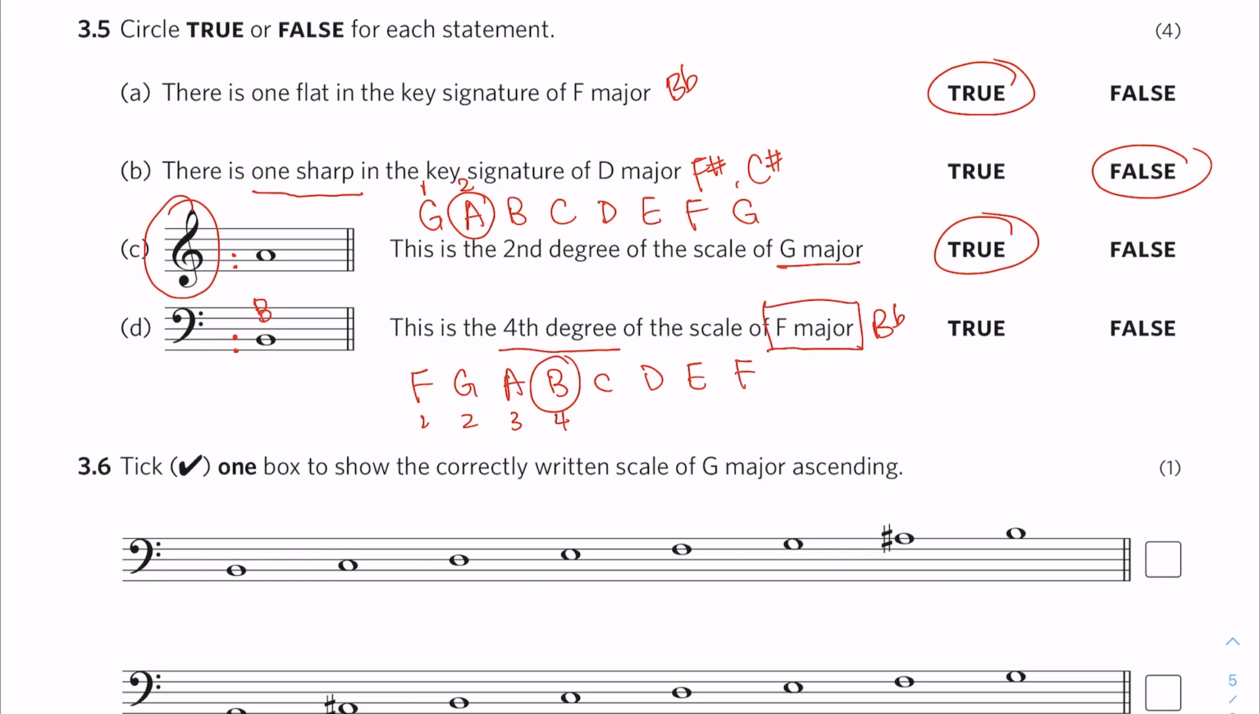Here, we have a B. So it's not correct, because if you have a B, it does not represent an F major. In order to fully represent an F major, the fourth degree has to be a B flat. So the answer is false. So this is kind of a tricky question if you are not being careful.